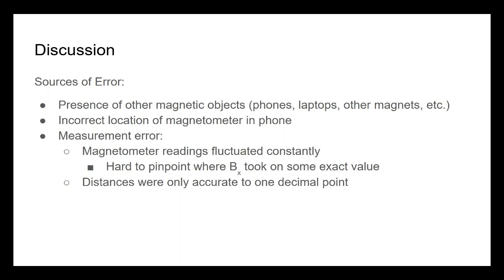So that could be due to a lot of sources of error. One is the presence of other magnetic objects that were in the lab, so phones, laptops, other magnets that different groups were using, etc., as well as an incorrect location of the magnetometer in the phone, which was a very non-mechanical process. It was hard to find. And measurement error. The magnetometer readings were constantly fluctuating, so it's hard to find exactly where Bx took on some exact value or what the exact value was. And distances were only accurate to 1 decimal point because of the meter stick we were given.